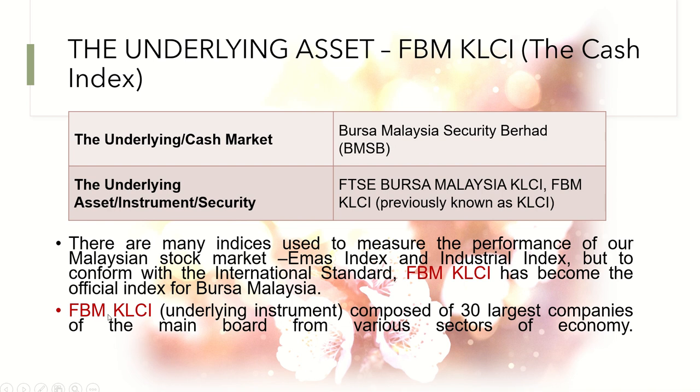So FBM KLCI, the underlying instrument, is composed of, how do they calculate the index? They will use the weighted average of the 30 largest companies of the main board from various sectors of the economy. So this is the FBM KLCI, or the cash index.